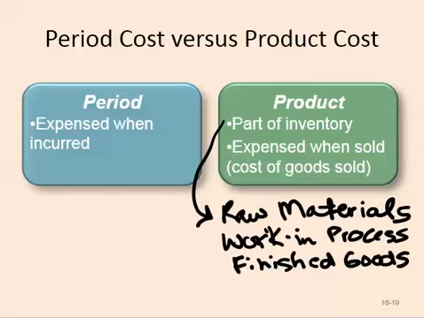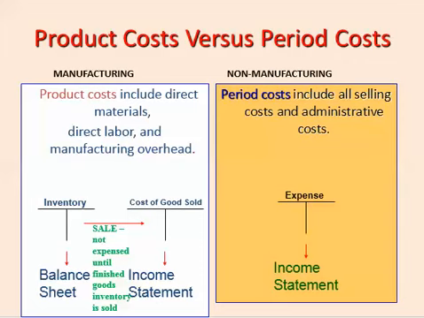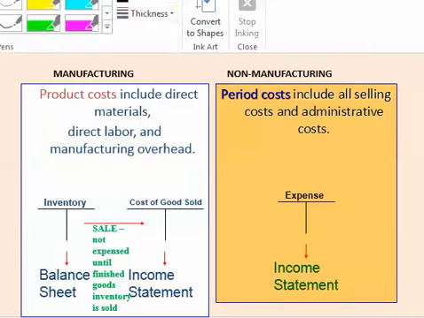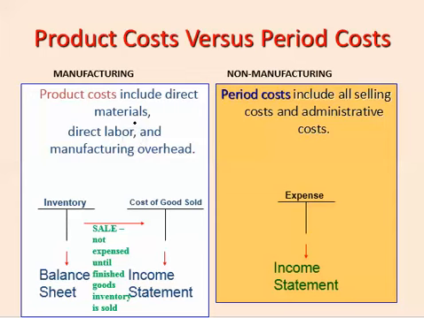We've got a nice slide here to show you as well. So product costs include direct materials, direct labor, and manufacturing overhead. And one more time, just to reiterate here, we've got your direct materials plus your direct labor plus your manufacturing overhead. That's your total product cost.